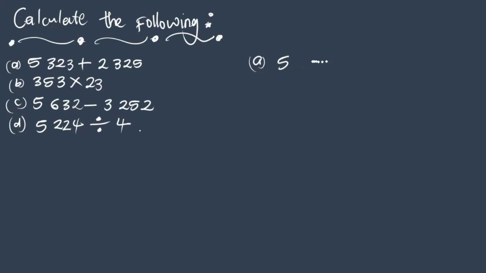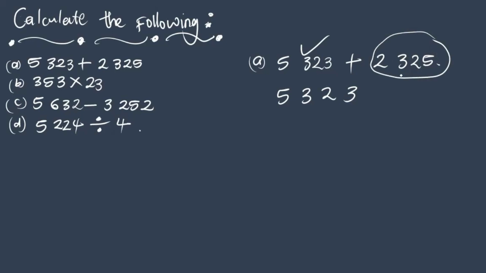We have 5,323 plus 2,325. So what you have to do is to basically use the column method here. You're going to write the first value as you see it this way. And then when you write this value, you start from the right, you go to the left. You start with the 5, you put the 5 there. You go to the 2, you put a 2. You go to the 3, you put a 3 there. You go to the 2, you put a 2 there. Now, if you do things this way, it will help you avoid making mistakes.